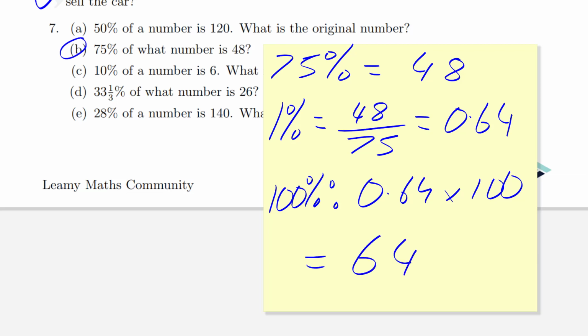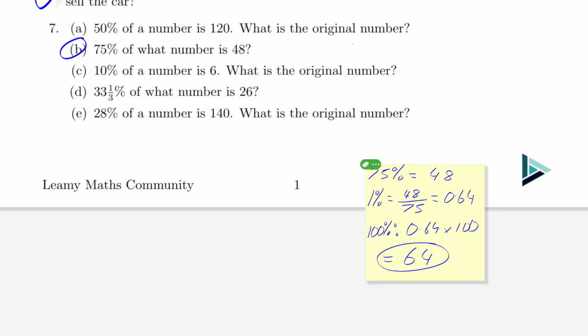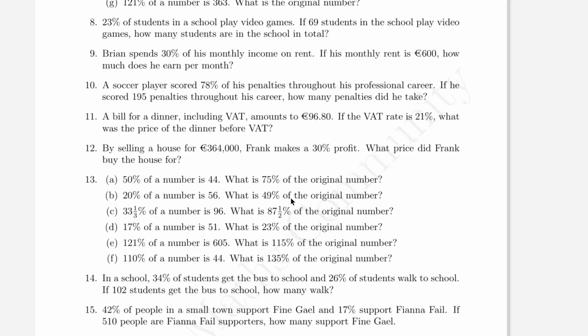So if 75% of a number is 48, then 64 was the number. So 75% of 64 is 48. So that's how you do the likes of question 7. So what you should do now is try all of question 7 and pause the video now. Try question 7, keep an eye on the solutions, and then when you unpause the video, I'll be moving on to the next question.